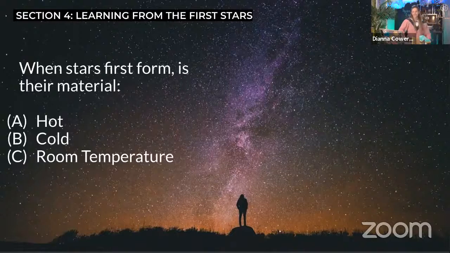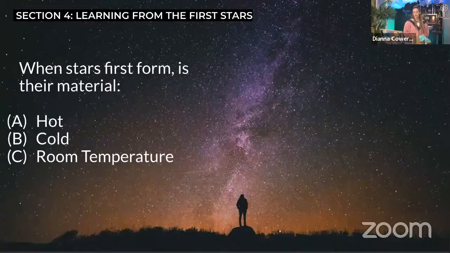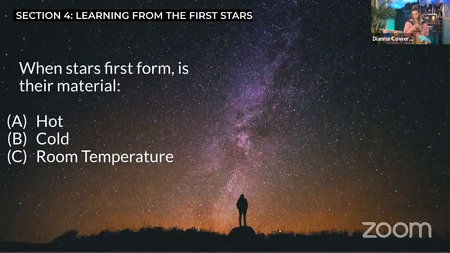My first question is, when stars first form, is their material A, hot, B, cold, or C, room temperature? So when a star first forms, the material that it forms from, does it collect together and is it really hot, or does it start out cold, or does it start out sort of room temperature?